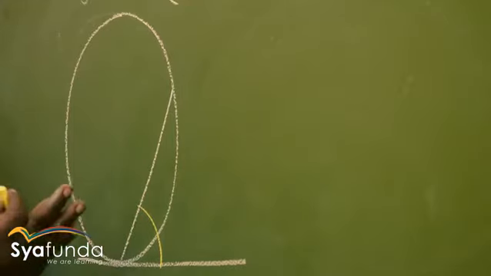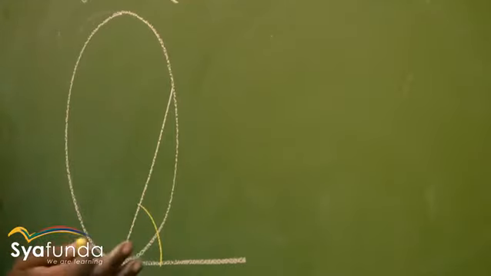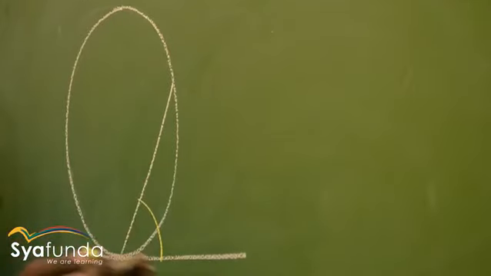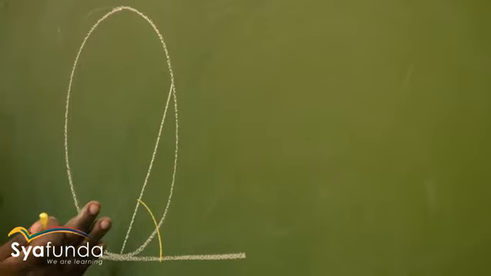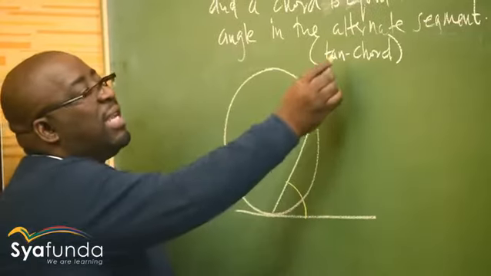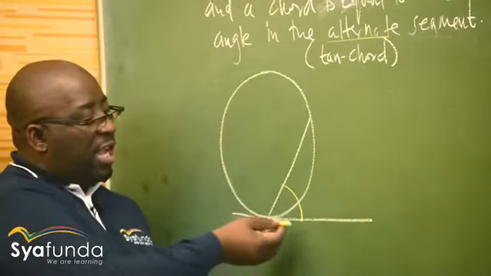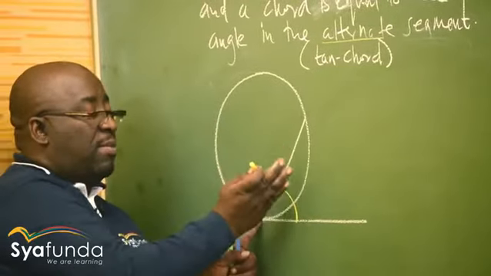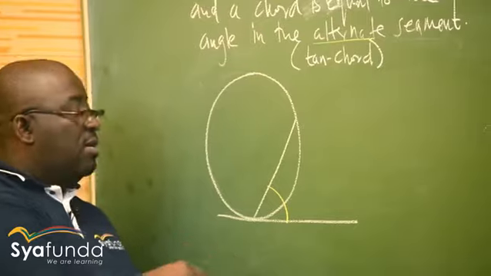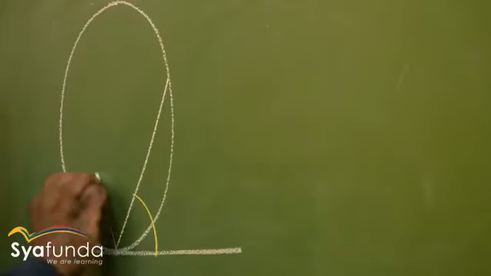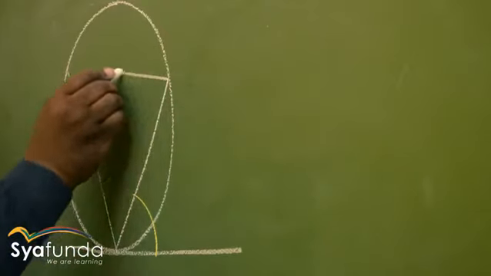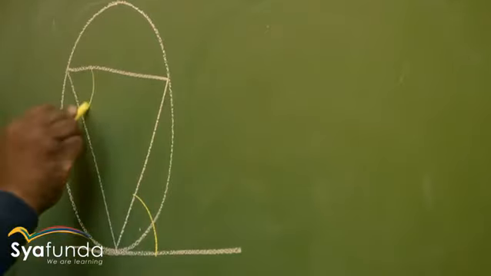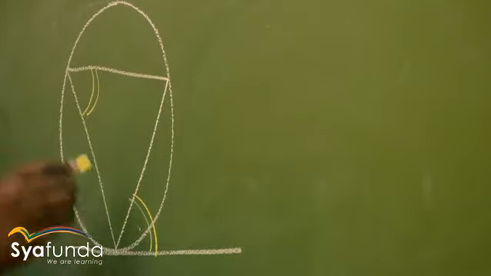So the other angle that will be equal to this one must be on the other segment, not on this segment. It says the angle between a tangent and the chord is equal to the angle in the alternate segment. Alternate means other. So it should be equal to the angle in the alternate segment. So this chord must take us to the circumference. Right. So this angle is the same as this angle. This is what this theorem is saying. It's saying this angle is equal to that angle.